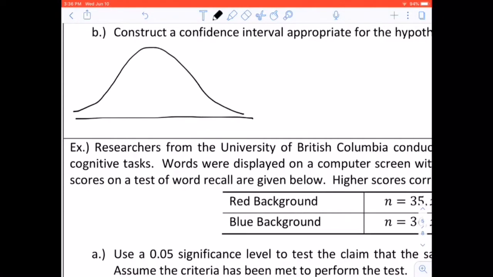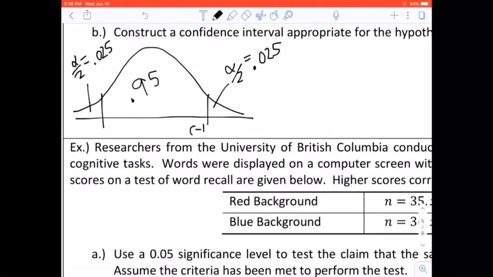And since we're dealing with a two-tailed test, that means that my alpha value gets split up in each tail. So each of these tails is going to have alpha divided by 2. And each of those is going to be 0.025, since alpha is 0.05. And then that means that your confidence level, your C level, which is the part in the middle, is going to be equal to 0.95.